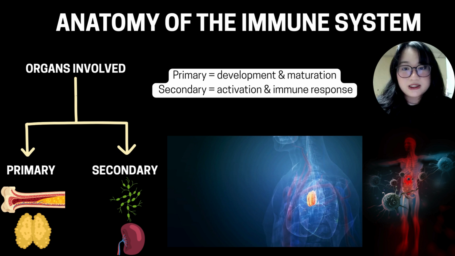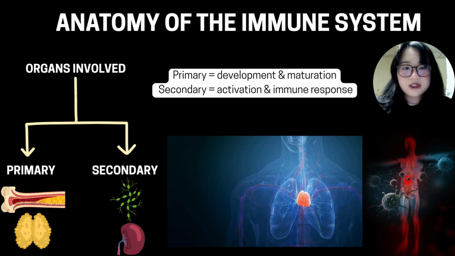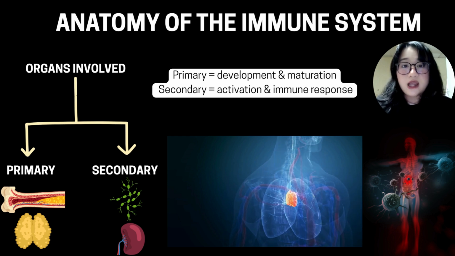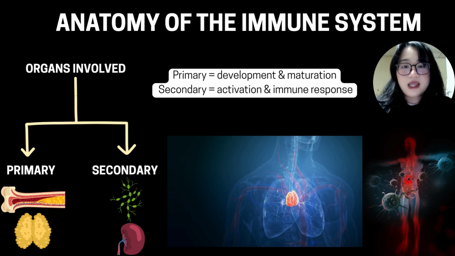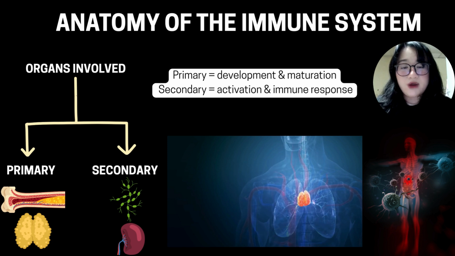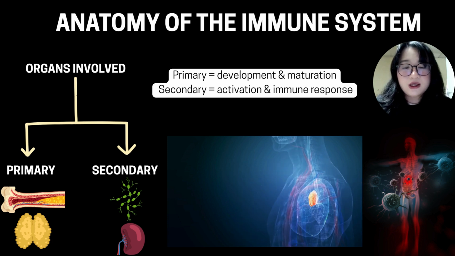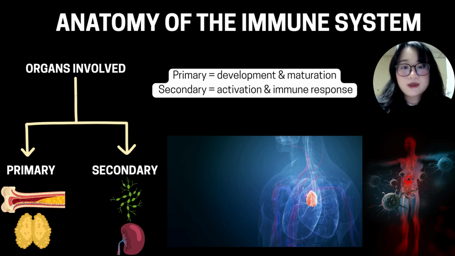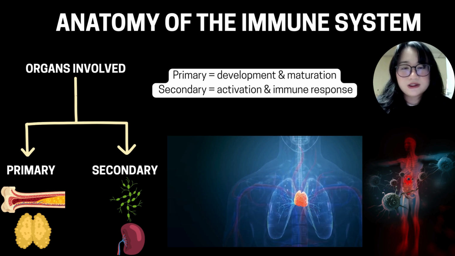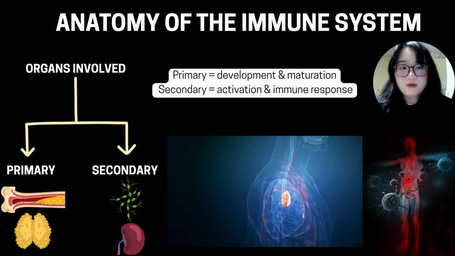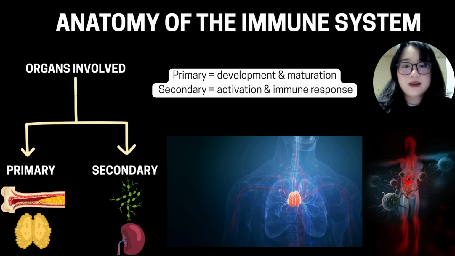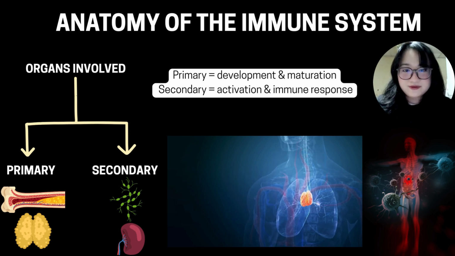The spleen is located in the left upper quadrant of the abdomen and is the largest secondary lymphoid organ. Unlike the lymph nodes, it filters blood-borne antigens. It has a white pulp and a red pulp, where the white pulp is involved in the immune responses, while the red pulp removes old and damaged red blood cells.